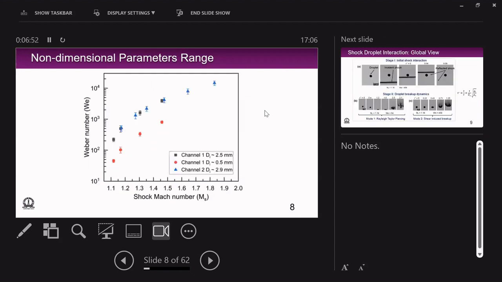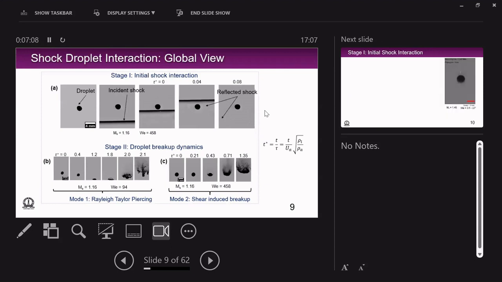And the Weber number, depending on different channel geometries and different diameters of the droplet, goes up to about 10 to the power of 4 and beyond. So this is a very high Weber number limit to begin with. These are the stages of the shock interaction. You can see this is a shock wave. It passes by the droplet and you see nothing happens. You see the reflected wave and everything. Things start happening a little later.